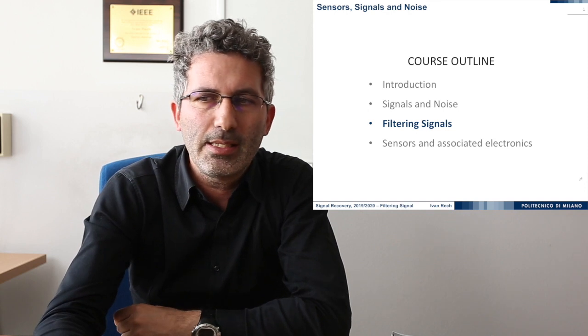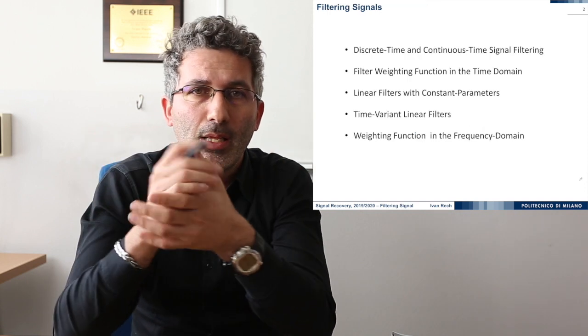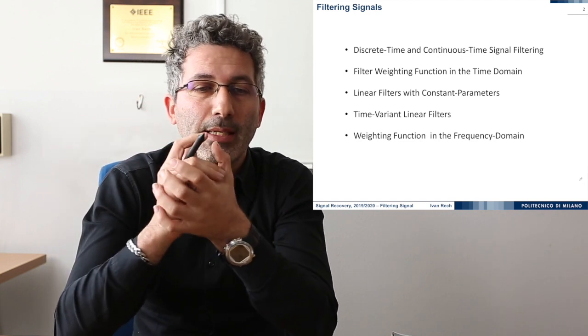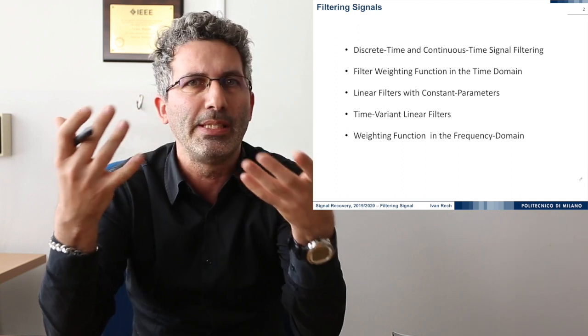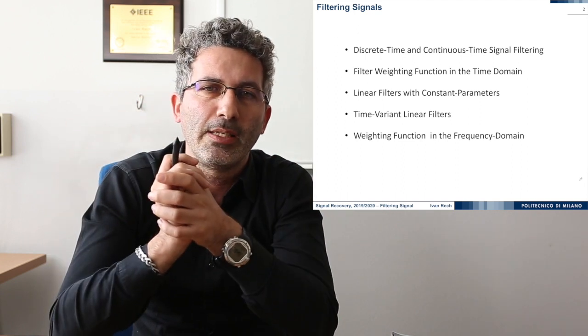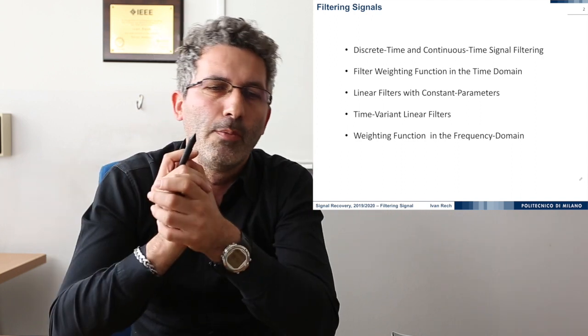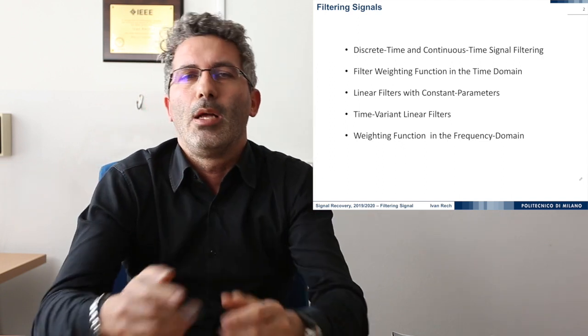So, in these slides we will start from the discrete time filtering, then we will move to the continuous time. We will study the weighting filter, the weighting function. We will define the weighting function both in the time domain and in the frequency domain, both for time constant and time variant filters. So, how can we start?